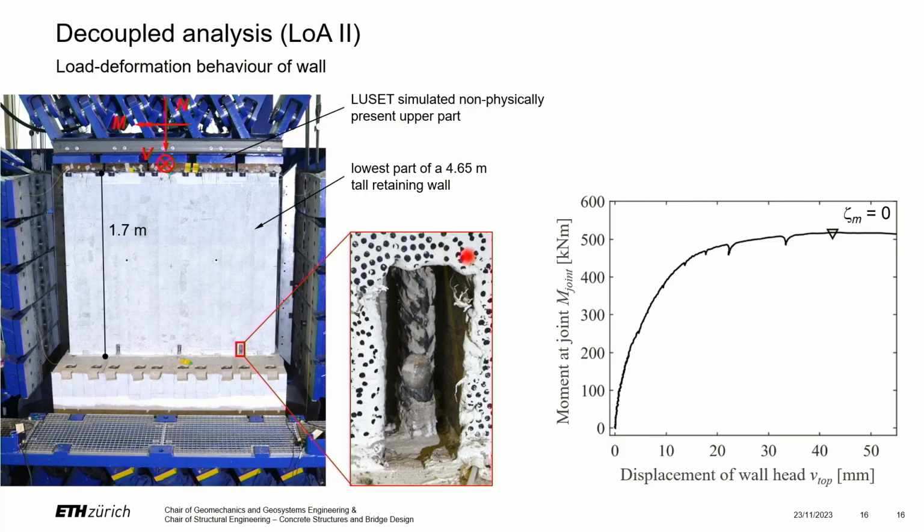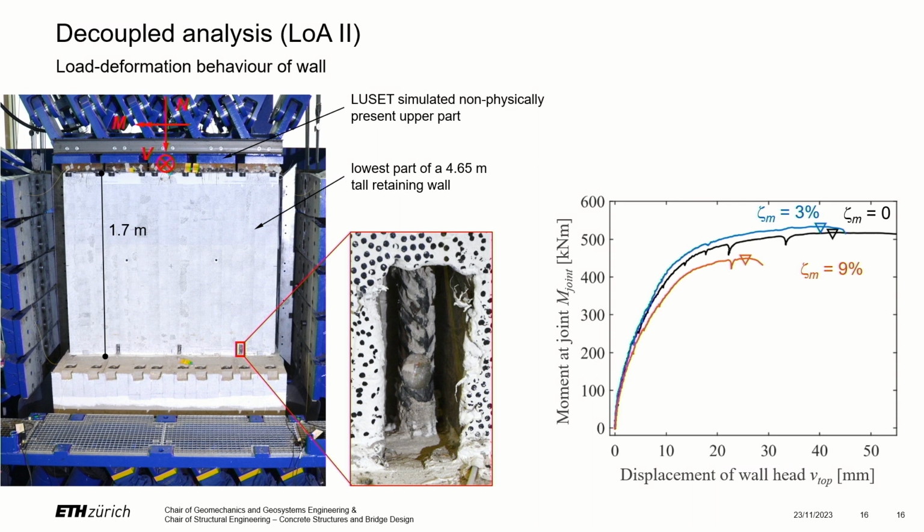Here you see the experimental results. This, again, as the moment at the construction joint versus the wall head displacement. This is the response of a reference specimen without corrosion. This is the response for a specimen with a slight corrosion damage of 3% on average.